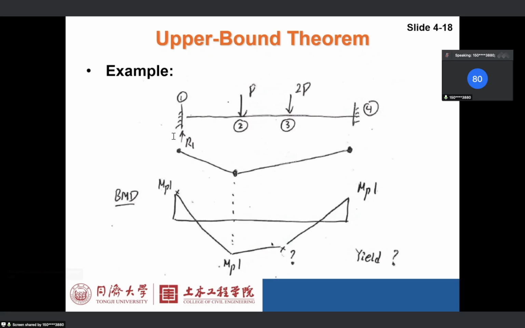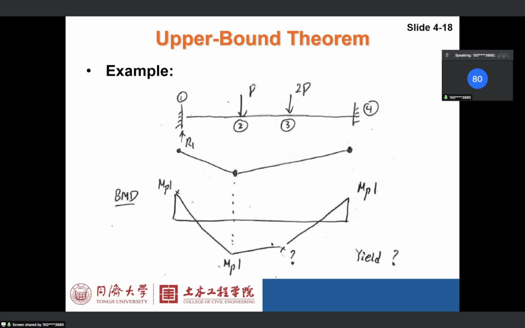Let me check. 1, 3, 4. Yes, exactly. Some people say 1, 2, 4. The right answer is the support and the maximum load location. So it should be 1, 3, 4. If you assume 1, 3, 4 and then use the kinematic method, you will get the right answer. But that story would be easy.